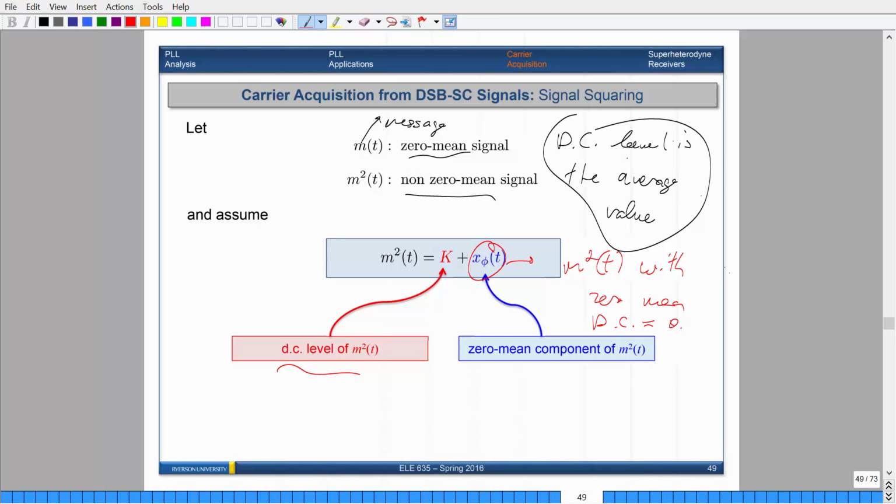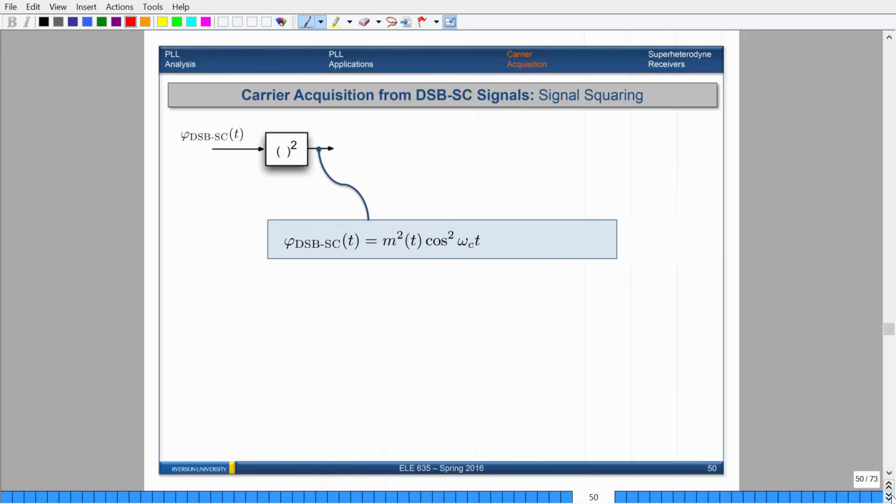Because remember, the DC level is just simply an average value, it's just a bias. So if I take my signal, remove the bias, I have some signal that's fluctuating around zero, and then if I add a DC offset to it, I would get the original signal back. So let's assume that we can break this up into a composition of a DC offset plus the equivalent squared signal without any DC offset. If you add them both together, you get the original signal.